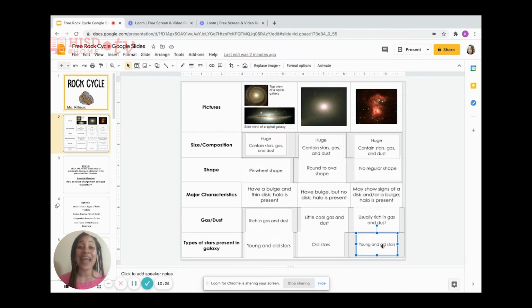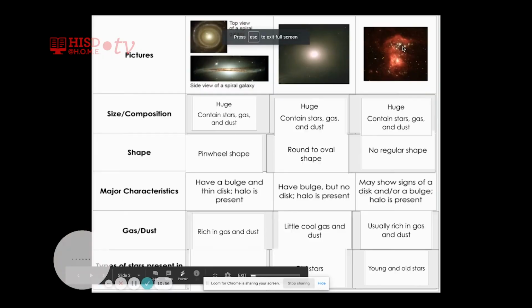Like a spiral and like an elliptical, it is huge, and again, made up of billions of stars. But it doesn't have a shape. And although it doesn't have a shape, it is also made up of rich gas and dust. It just depends on the irregular galaxy that you're looking at. And it also contains old and young stars. So now that we have reviewed our galaxies from last week, let's jump into today's presentation.